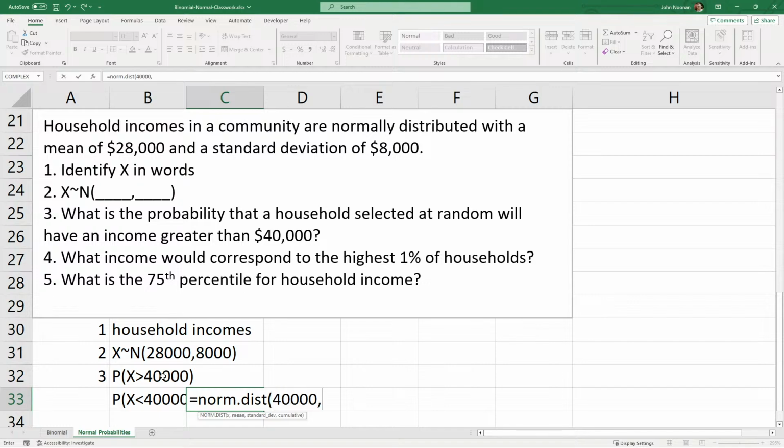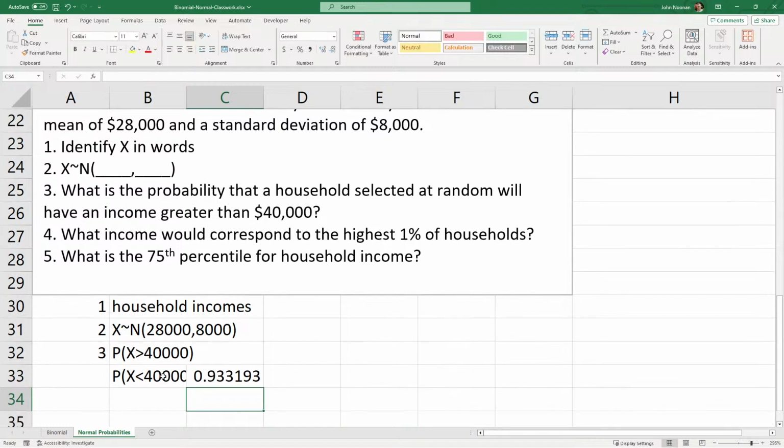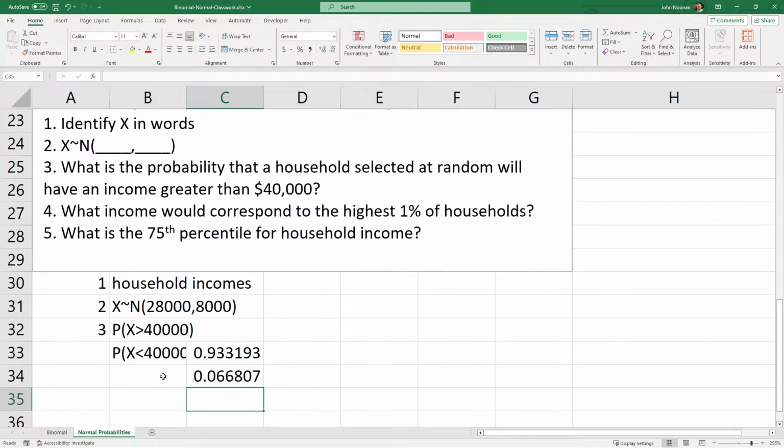and 28,000, 8,000, and we truly want the answer. Okay, so that isn't all that surprising. We're going to do equals 1 minus that. So that's not bad. It's number 4 that I want to get.